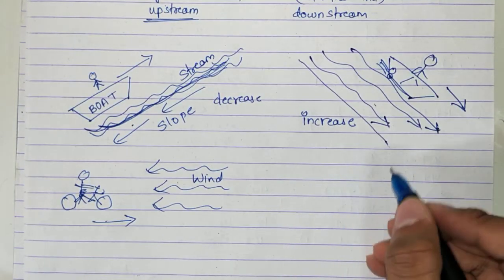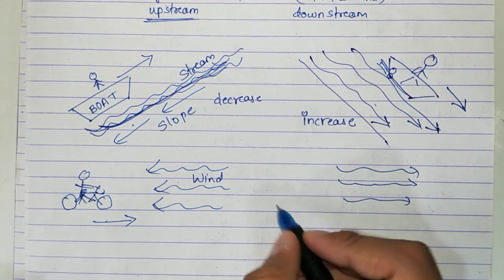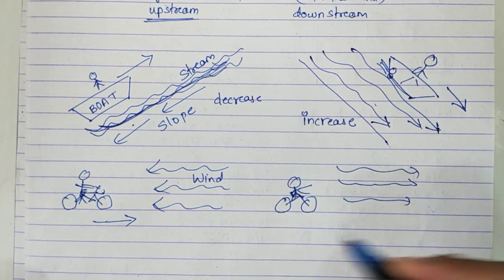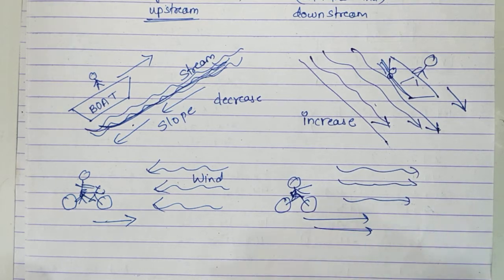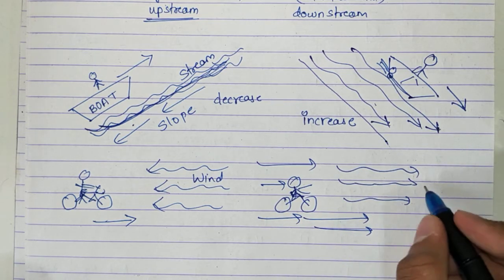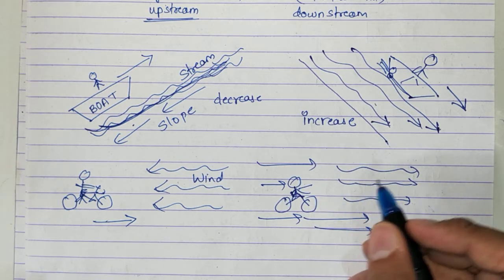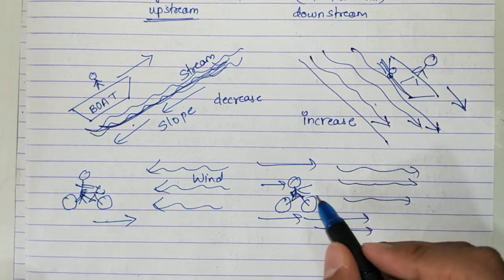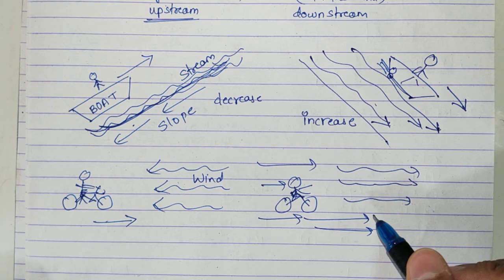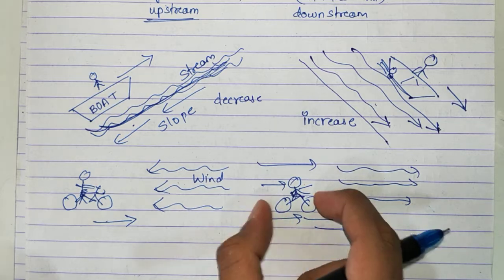Okay, in the same way, if the wind is going in this direction, and you are also cycling in this direction, then that wind will push you and increase your speed. Just, I am giving you an example, a case study. This literally won't happen. The wind won't be that strong that it will push your cycle, but it's just an example. This is called with the wind, where the wind will increase your speed because you both are going in the same direction.